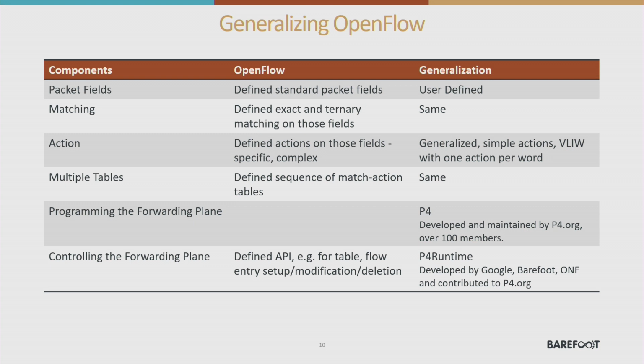Now, the next thing that OpenFlow did is it defined an API, a software interface standard, by which it would control the switch. For example, by adding, modifying, or deleting table flow entries. But again, this was protocol specific, and so it makes it hard to extend. So Google, Barefoot, and the ONF, Open Networking Foundation, produced P4 Runtime, which is a protocol-independent API, and that has been turned over to p4.org, which runs it now.